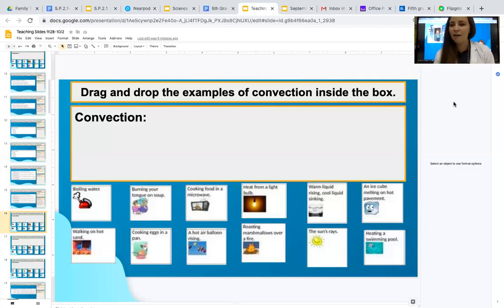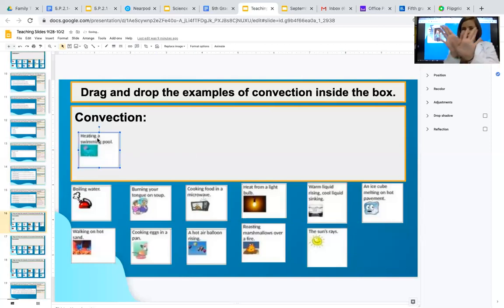An example of convection: heating a swimming pool. Why is heating a swimming pool an example of convection? Because when you heat something up, like warm liquid rising and cool liquid sinking, that would be a convection current, and if you're heating up the pool, it would do the same thing. Oh, gracious, you just gave me two examples.